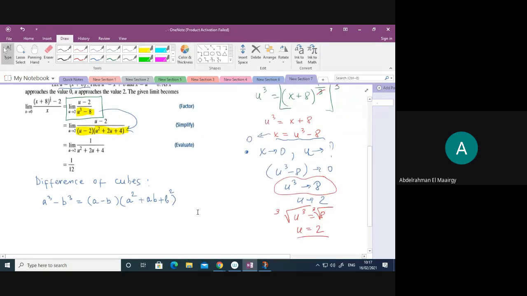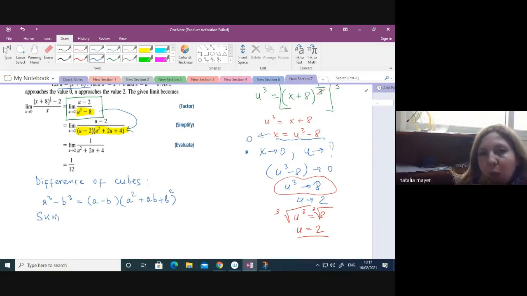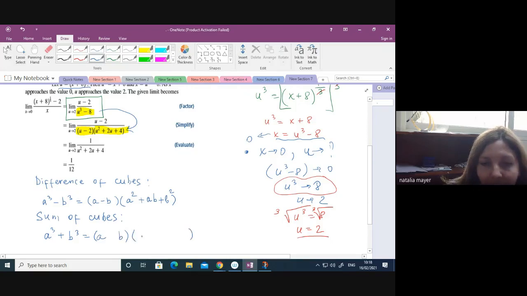Okay, so what I want to add, since we speak about the formula, sometimes you will see also the sum of the cubes. You remember we had difference of squares, but we don't have sum of squares. For the cubes, we have both. So difference of cubes and sum of cubes. And as we are discussing, someone can Google the sum of cubes formula. So a to the power of 3 plus b to the power of 3. It's very similar to this one.